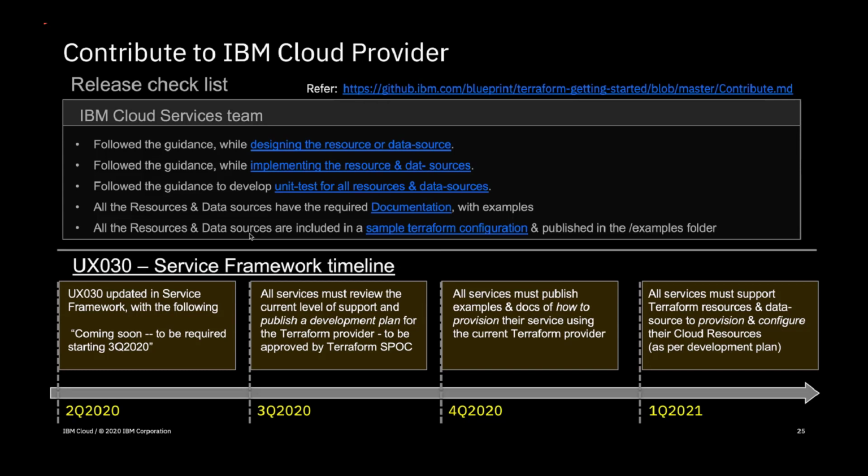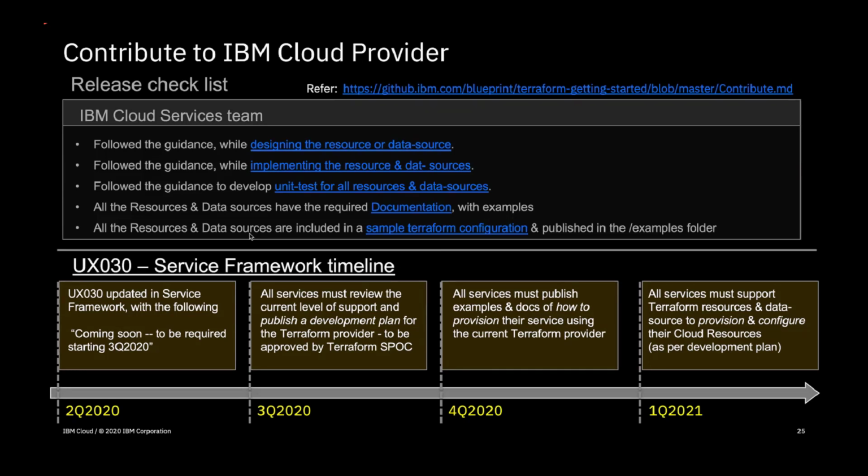Now we'll move into the important one, the service framework timelines. We started interacting with the service teams in 2Q 2020, approaching the different IBM Cloud services. And we expect that in 3Q 2020, at least they should review the current level of Terraform support which we have today, so that they can publish and develop a plan, and that needs to be approved by the Terraform SPOC.